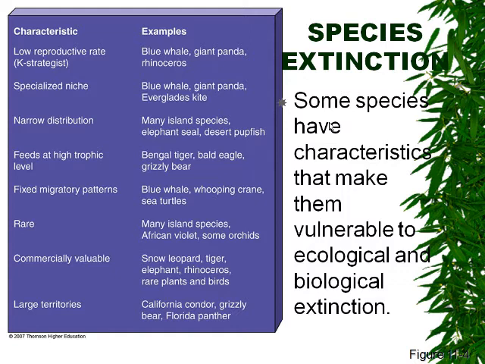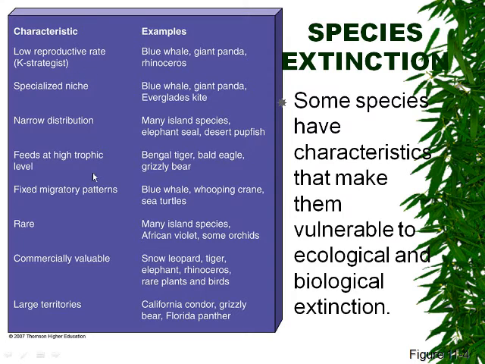So species extinction. Some species are vulnerable to extinction more so than others because they have specific characteristics that make them valuable to us, or make them sensitive to changes in their environment. So for example, stuff like low reproductive rates, specialized ecosystems, relatively small distribution, the upper level species, migratory patterns that get in the way of our movements, and then definitely the commercially valuable, the ones that we want, and then large territories where we want some of that space.